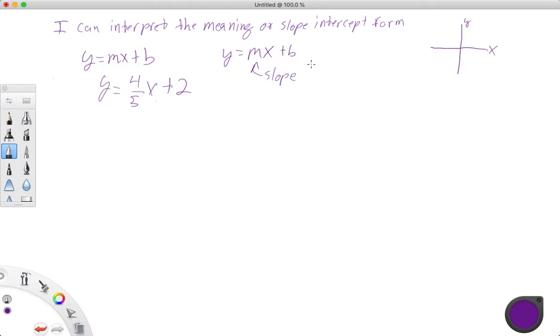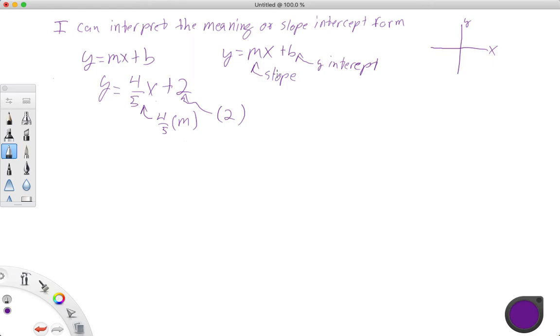And b is our y-intercept. I'm not really sure why they chose those letters. Maybe m's have some slopes and b's, I don't know. But that's what they chose, so we want to keep those in mind. So if we look at this equation, then our m is 4/5 and our b is 2.